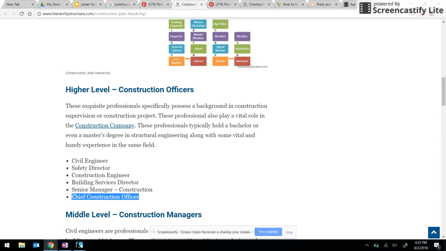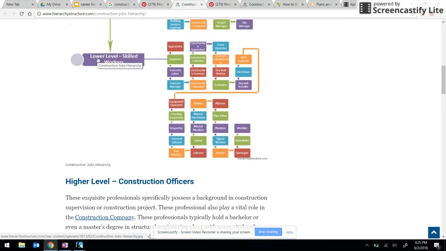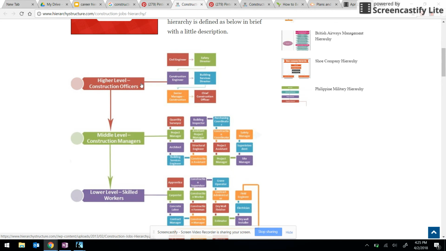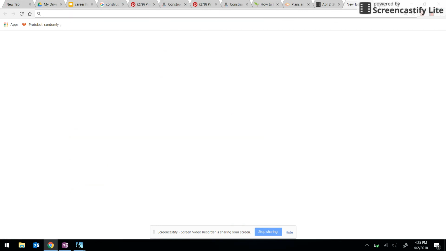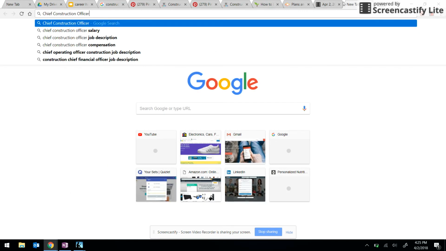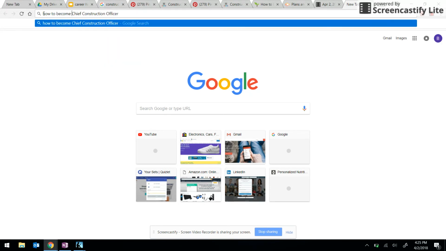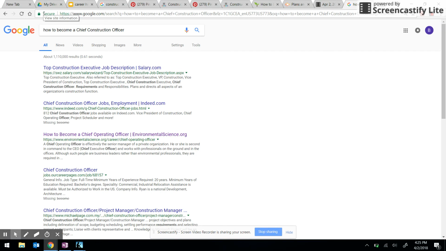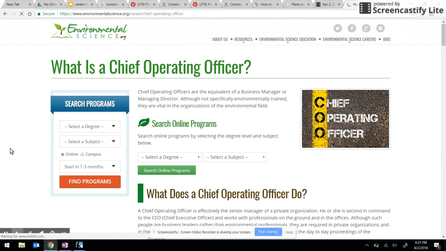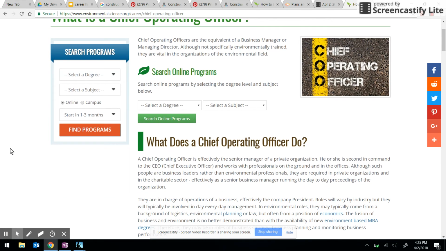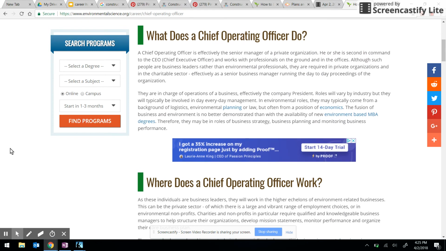So like if I was interested in what it's going to take to move from this middle level to something in the higher level, chief construction officer, then I'm going to have to do a separate search. And I just copied the text. How to become a chief. There, this one is what I'm looking for. And then I would have to look at this and figure out, okay, how do you become that person? What kind of certifications do you need?